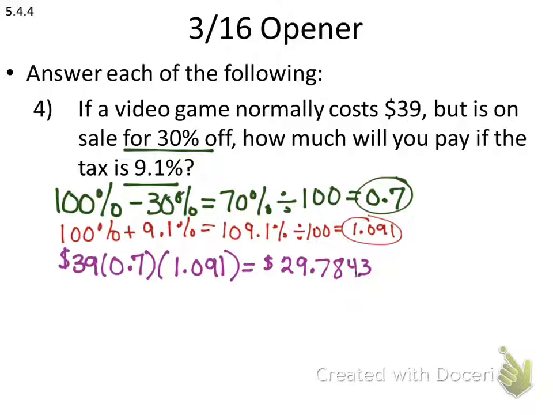So now we're rounding to the nearest cent. The nearest cent means you're going to round to the nearest what? Hundredth. So I underline the number that's in the hundredths spot. What number is in the hundredths spot? The 8. I look to the right. Is that number 5 or greater? No, so the 8 stays the same. So my answer is going to be $29.78. Now I can box it.